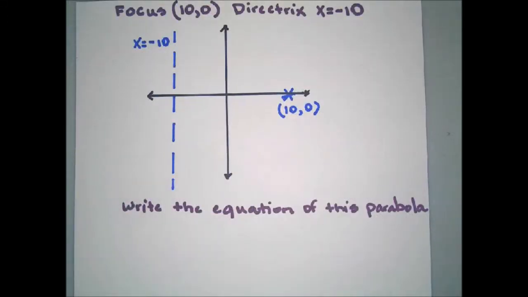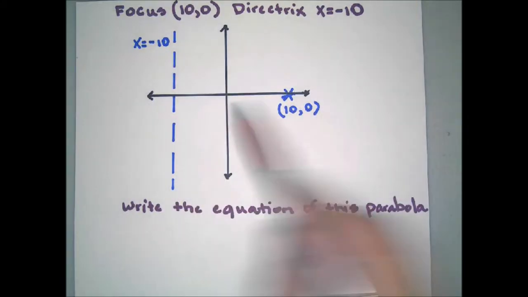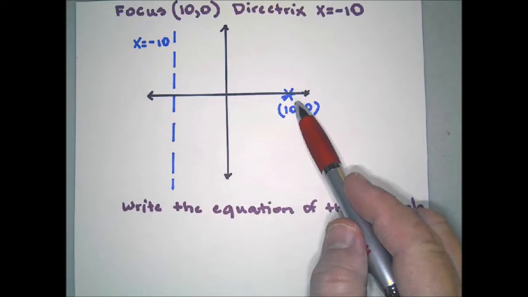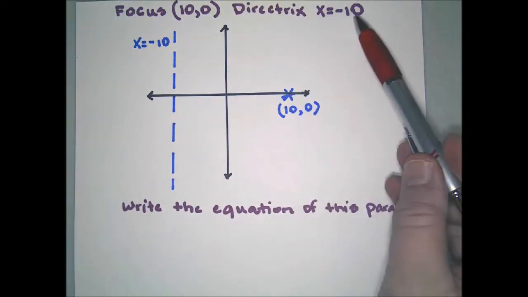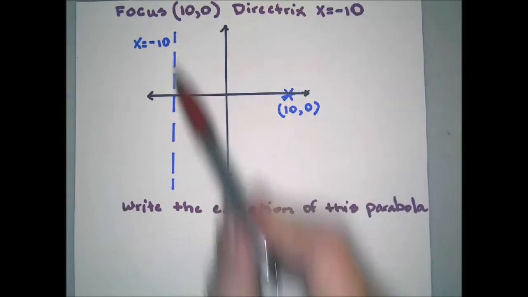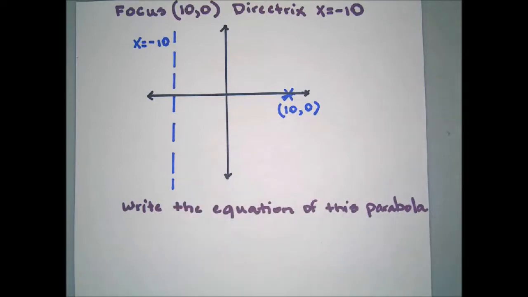Just like in Objective 3, some of the problems that you're asked to do on Objective 4 is write the equation of the parabola from given information. So, what if we knew the focus of the parabola was at 10, 0? So I've gone ahead and I've marked 10, 0 right here. And what if we knew the directrix of the parabola was x equals -10? So I've made that line x equals -10 right there.